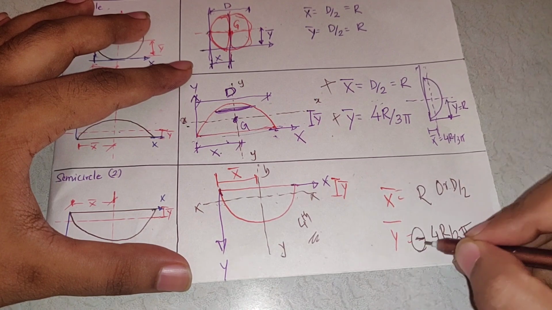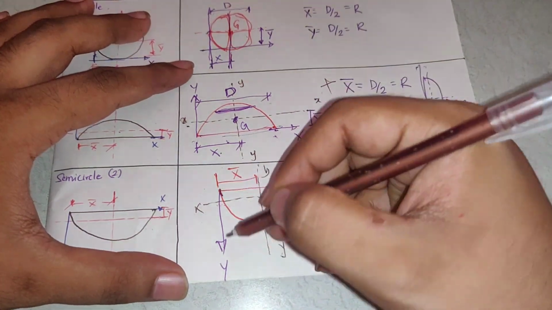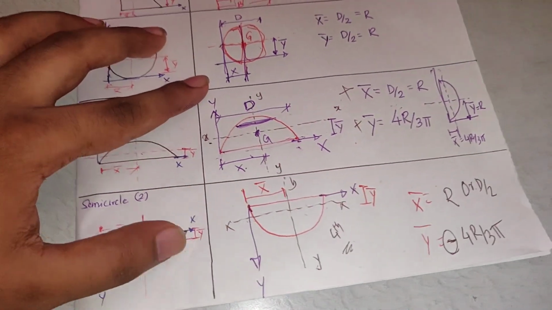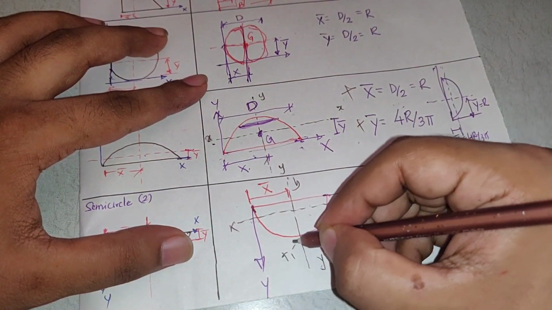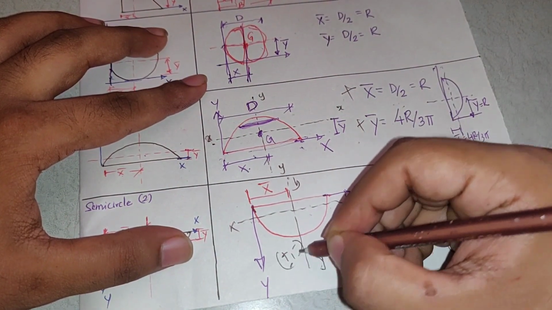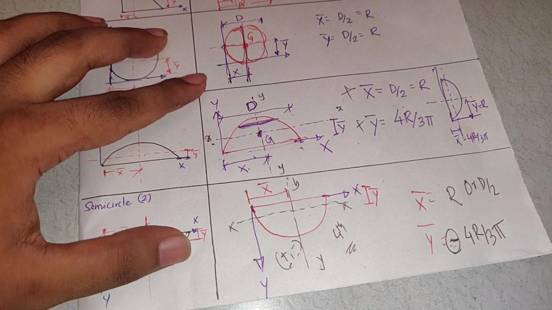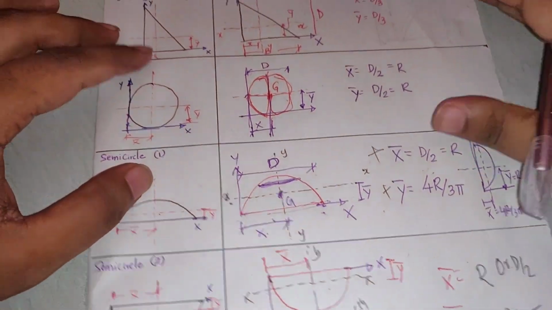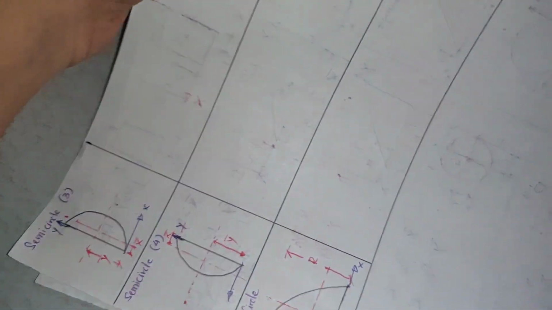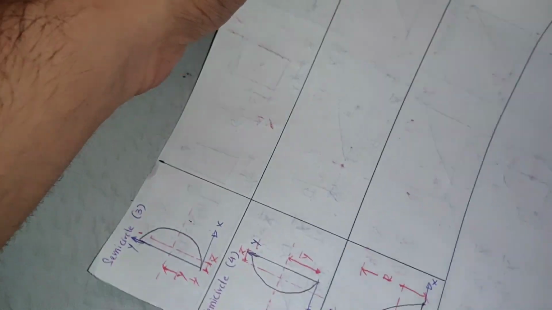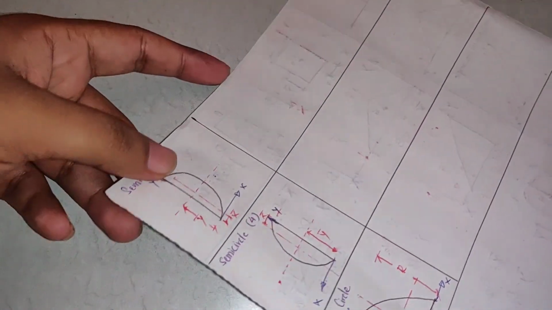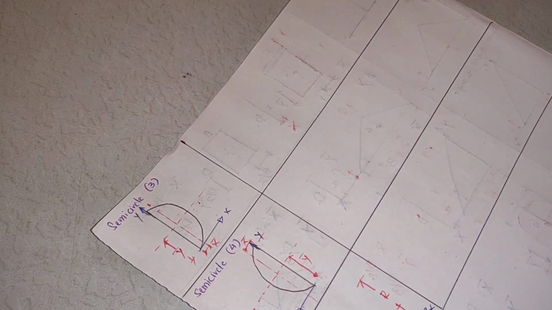Why minus? Because it is falling in the fourth quadrant. What is the fourth quadrant? It is plus, minus. So x is plus, y is minus, and because of that, this is minus 4r by 3 pi. Hope you followed this. Next, I have considered the semicircle in 4 different orientations so that it will give you the proper idea. You need not derive for every orientation. Only one orientation derivation is fine because the magnitude will be the same.